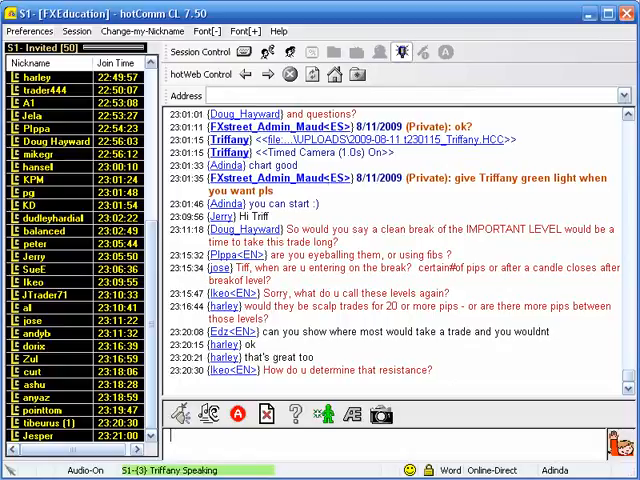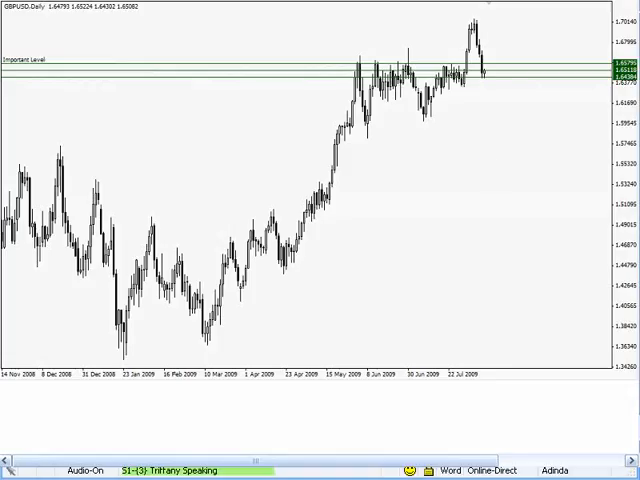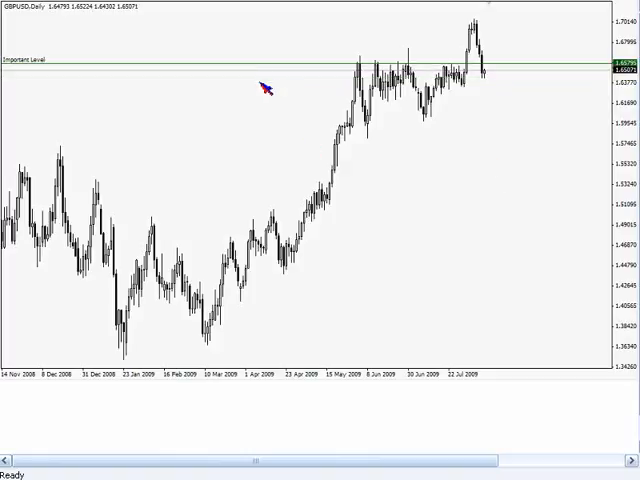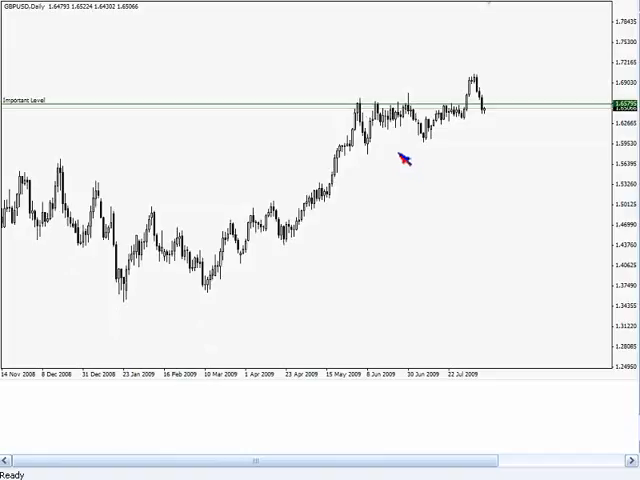Can you show where most would take a trade and where I wouldn't? Sure. Oh, and before I do that, let's talk about Akio's question: how did I determine that resistance level? This is on the daily chart, and I like to start on the daily chart because it gives me context for what's going on in my smaller time frames.